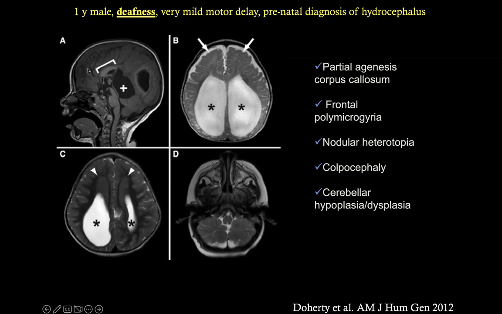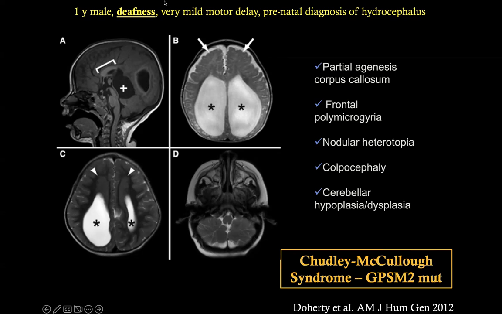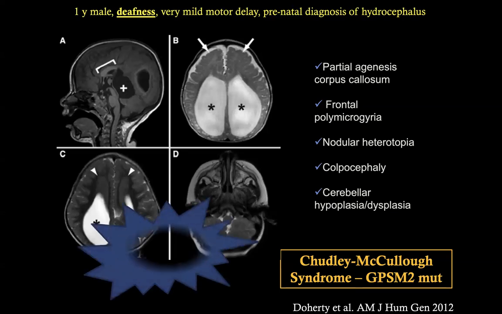This can be non-specific, but in association with all these findings and deafness is very typical of Chudley-McCullough syndrome due to GPSM2 mutation. Why? To recognize this constellation of findings is critical for you as a radiologist, and especially if you do fetal scans, because despite the brain looking very bad in this case, what we have is actually a decent neurological outcome, and so very good prognosis. So when counseling about termination of pregnancy, recognizing Chudley-McCullough syndrome in a fetal scan is extremely important.